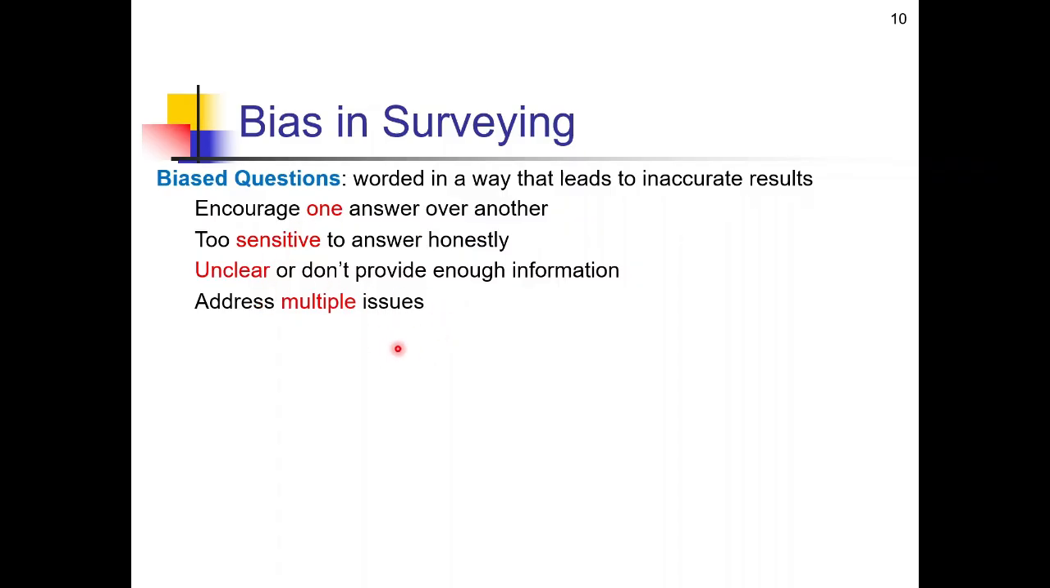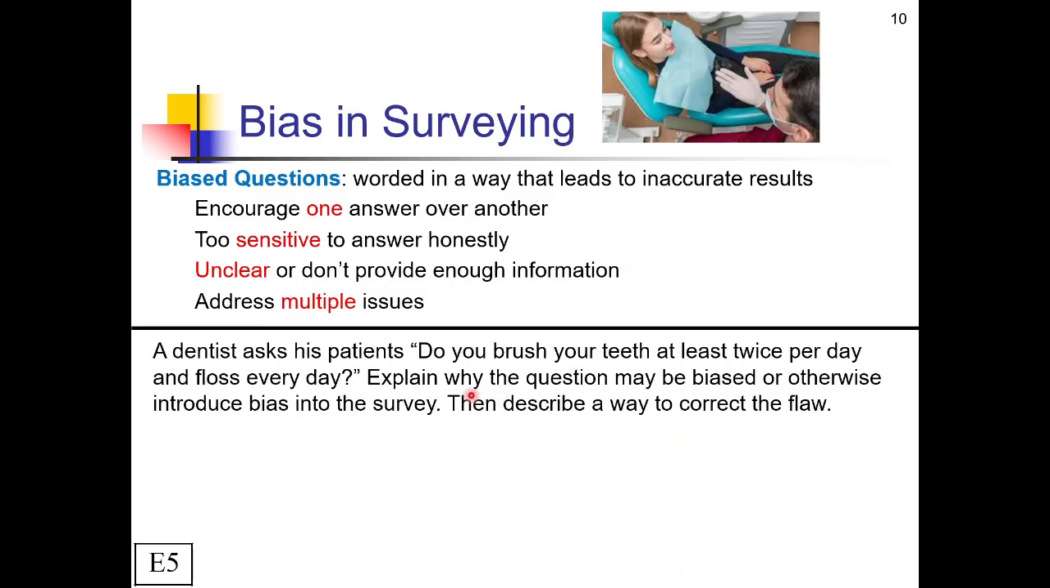So with these things in mind, here's an example to see how all this plays out. So let's say that we're at the dentist, right? And the dentist is asking his patients, do you brush your teeth at least twice per day and floss every day? So pause the video, take a moment to think about this, and explain why the question may be biased or otherwise introduce bias into the survey, and then see if you can figure out a way to correct the flaw. And just as a little bit of a hint here, there may be more than one issue with this question. All right, let's see what we came up with here.